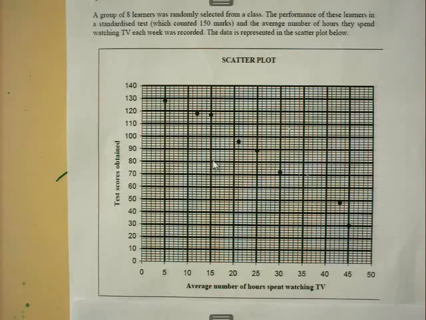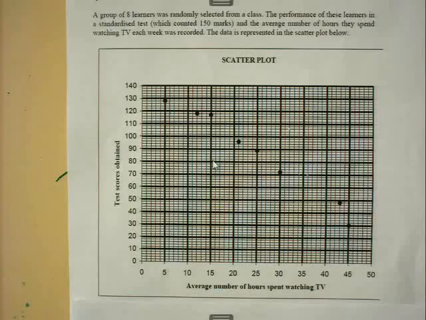That's how we set up a scatter plot. We use the diagram. You can see we've got a diagram there. We use that diagram to try and establish whether there is a relationship between the two sets of data. So in this case, we've got a group of eight learners. The performance of these learners in a standardized test and the average number of hours they spent watching TV each week was recorded. The data is represented in the scatter plot below. Let's check the scatter plot.